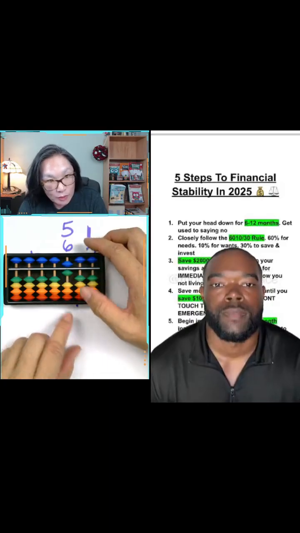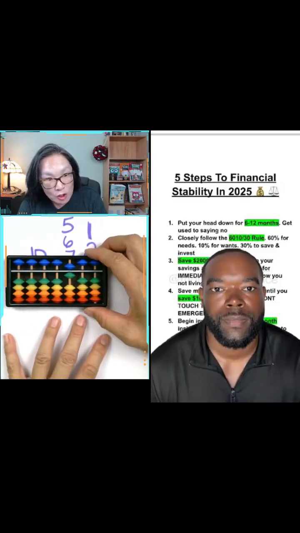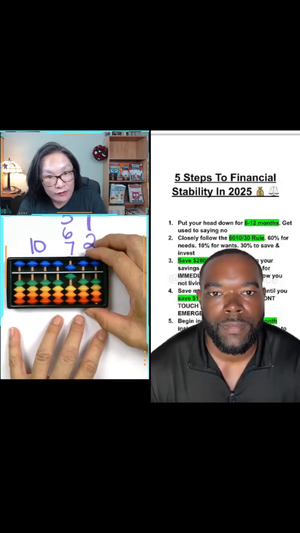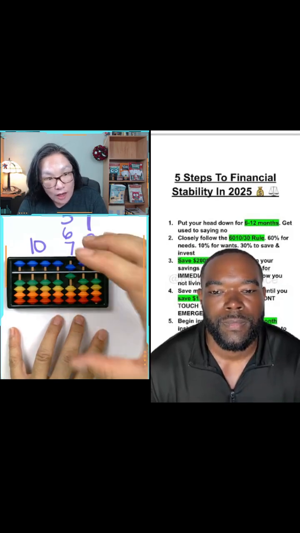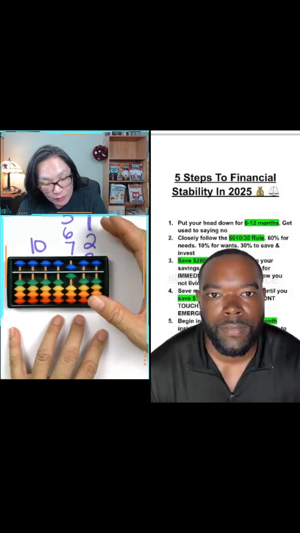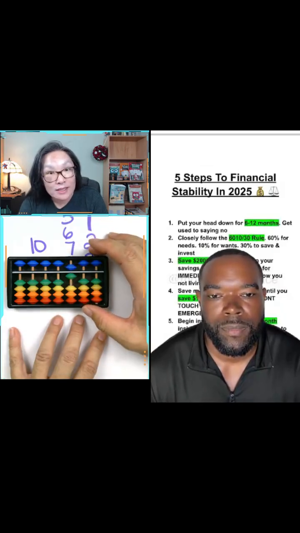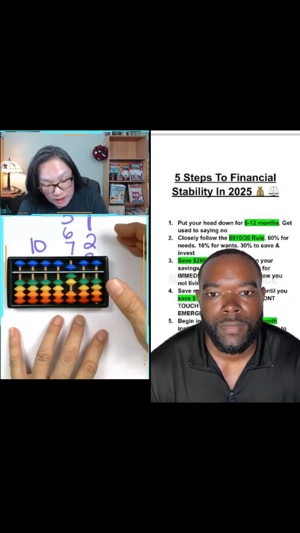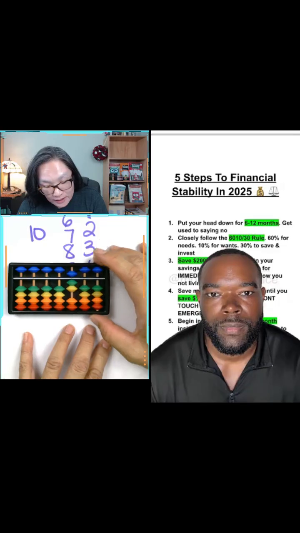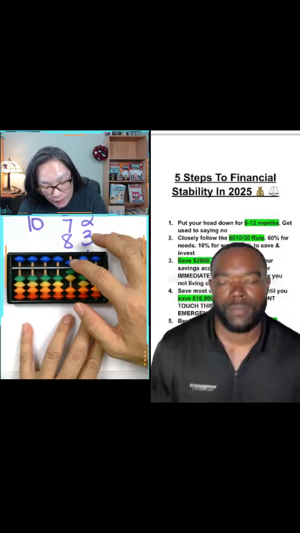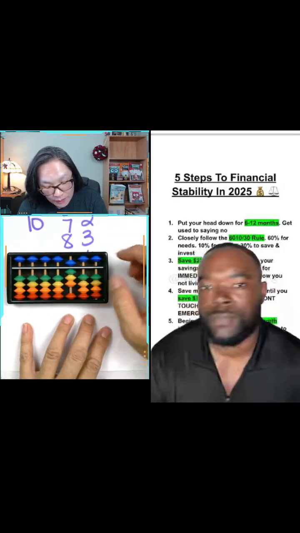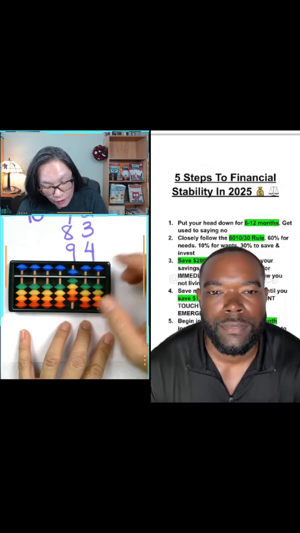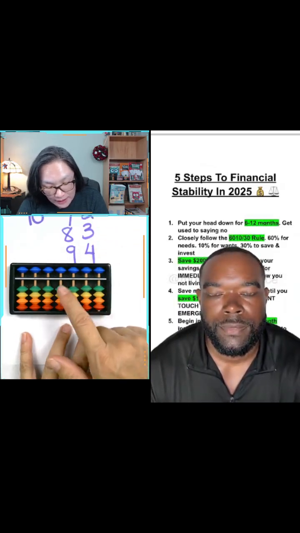Visualizing your numbers, you'll be able to add, subtract, multiply, and divide on the abacus, and that in turn will help you keep track of your finances. When you get comfortable with the numbers, you'll get really comfortable with your finances. That's the hope. If I want to do 7, we have 1 bead on top and 2 beads on the bottom. 8 is the 5 bead on top and 3 beads on the bottom. 9 is the 5 bead on top and 4 beads on the bottom. And then 10 is like this.